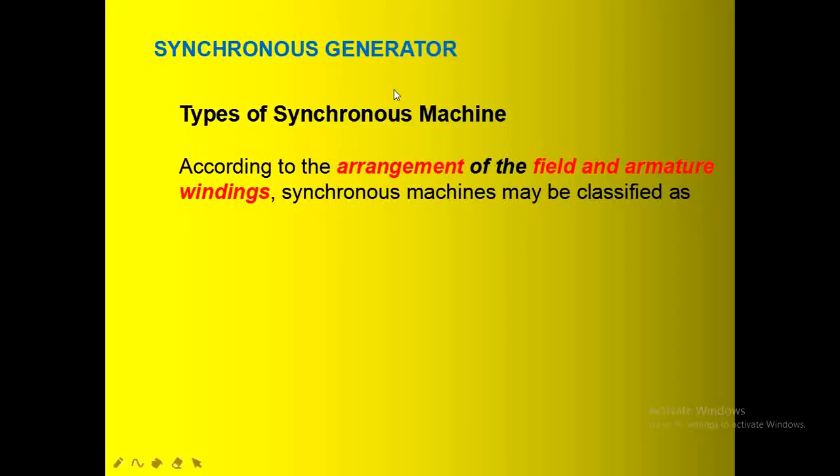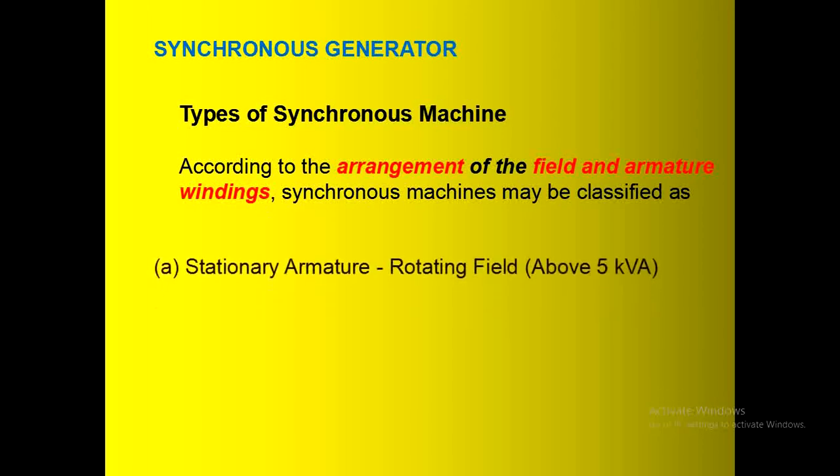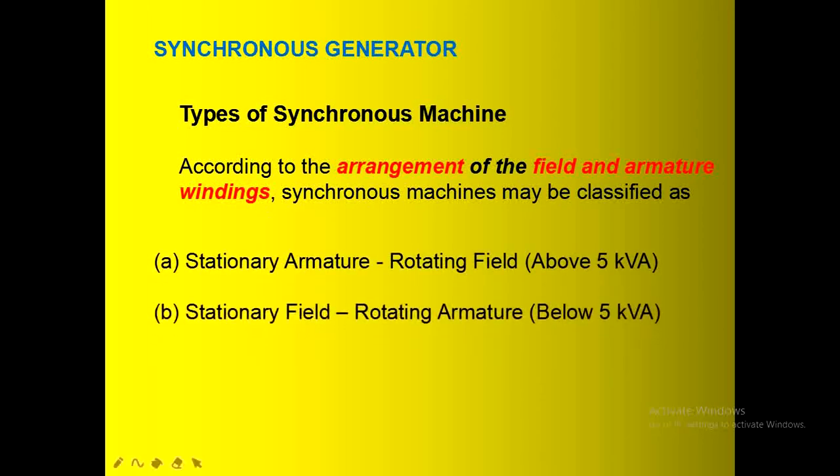Synchronous generator or alternator can be classified according to the arrangement of the field and armature winding of the machine. Generally, for the large rating alternator, which is above 5 kVA, the armature is stationary with a rotating magnetic field, and for the alternator which is below 5 kVA, the magnetic field system is stationary and the armature is rotating.